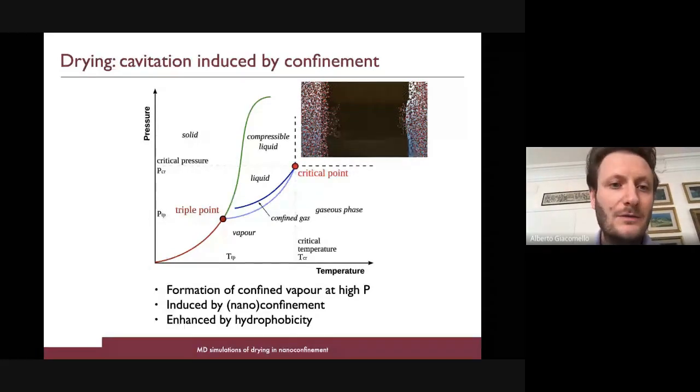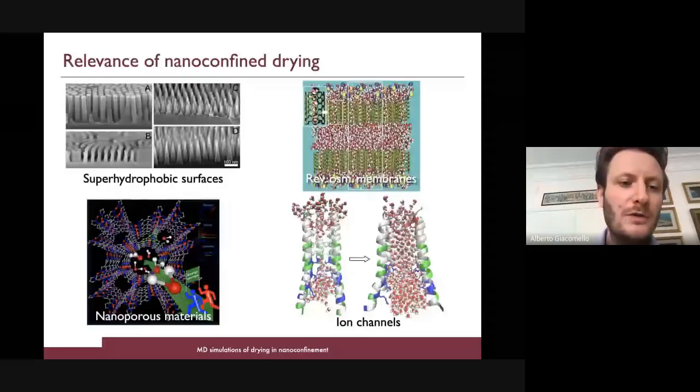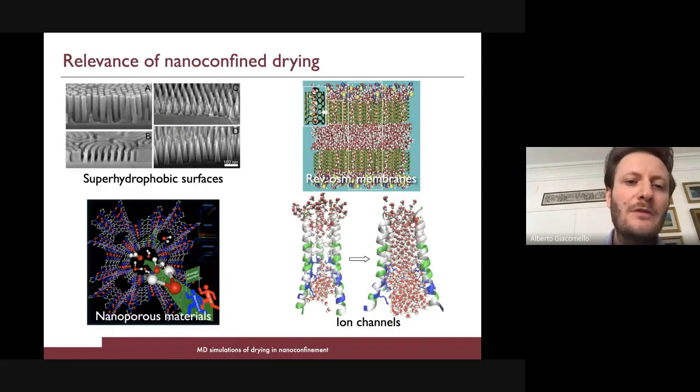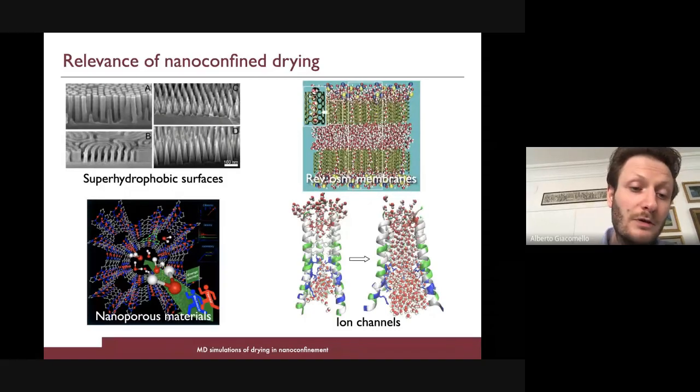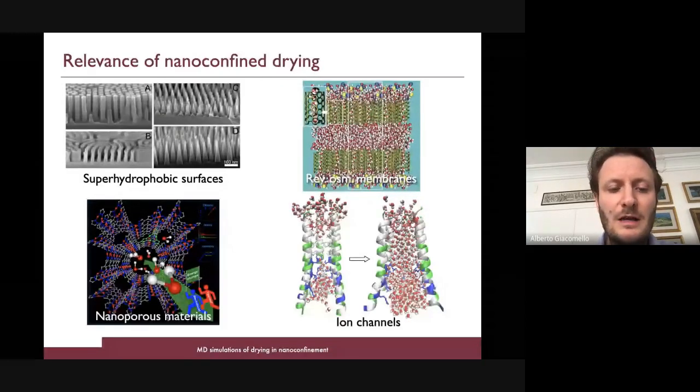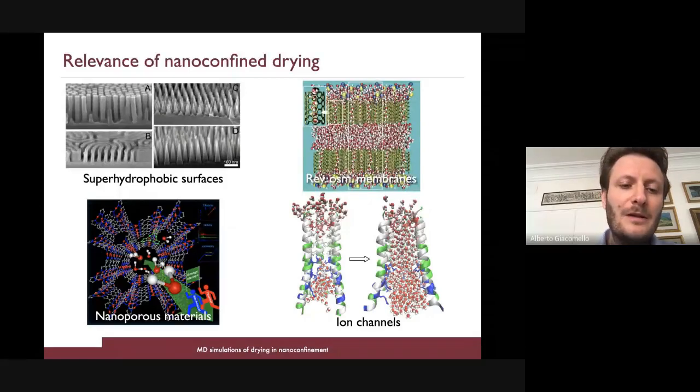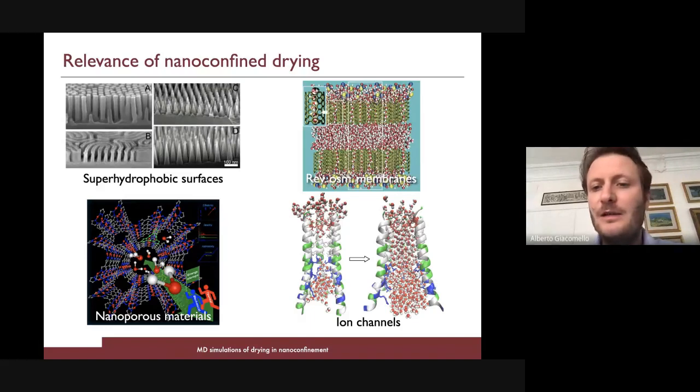So why is it relevant? Well, it's relevant for a number of technological reasons. For instance, you see on the upper left an example of superhydrophobic surfaces, which are nanostructured in order to improve the stability of the superhydrophobic state. We're also very interested in applications involving nanoporous materials, in which the phase behavior of water or other liquids within these nanopores determines the application of such nanopores as energy storage or energy damping devices. And finally, there are a number of other technological applications, for instance, in small-scale reverse osmosis membranes.